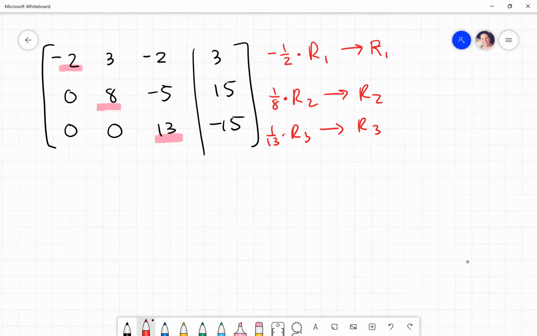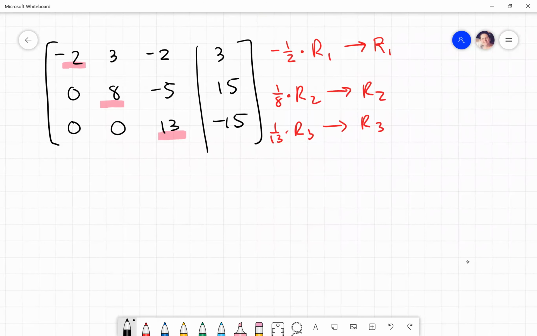And that'll give me a matrix in row echelon form. All right, so let's see. -2 times -1/2. I might say it in terms of division because it's easier to think about. So you get -2 divided by -2 is 1. 3 divided by -2 is -3/2. And -2 divided by -2 is 1. Nice. Don't forget the constants. You also have to multiply them by the same number. So that's going to give also -3/2.